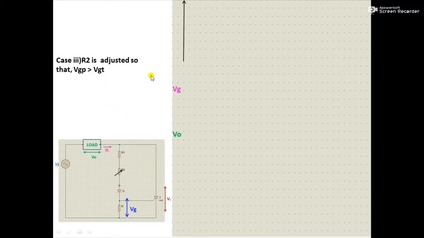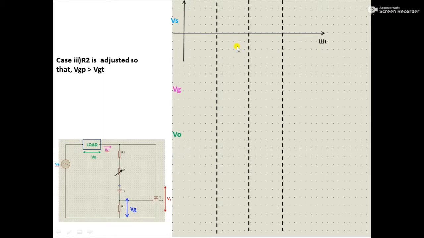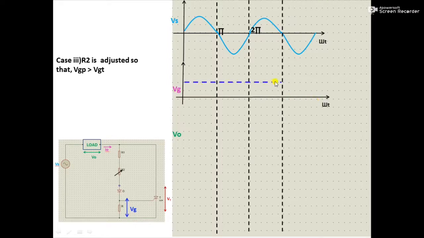Let us see. This is our supply voltage Vs with respect to omega t, the time interval. These are the markings for time intervals. This is the supply voltage, the alternating voltage. This is pi, 2 pi, 3 pi and so on. This is the voltage drop across resistor R, that is Vg, the gate voltage. So this is Vg with respect to omega t. This is our gate triggering voltage, Vgt. You can see the amplitude here; it is the same for all three cases.